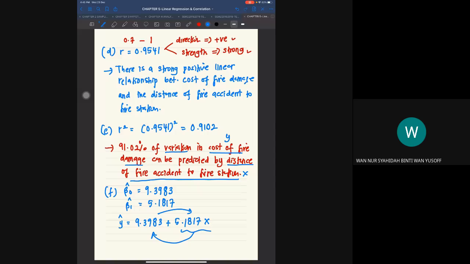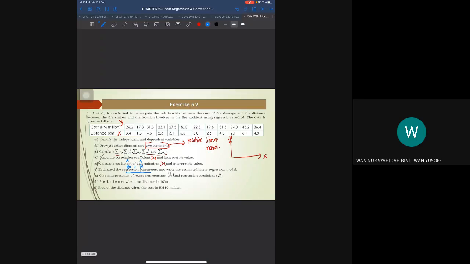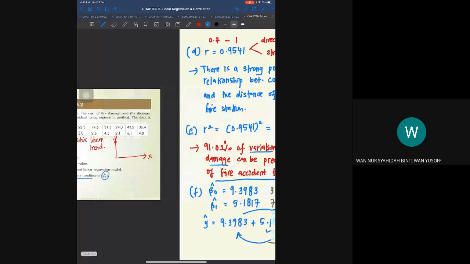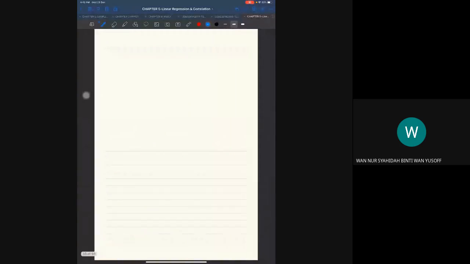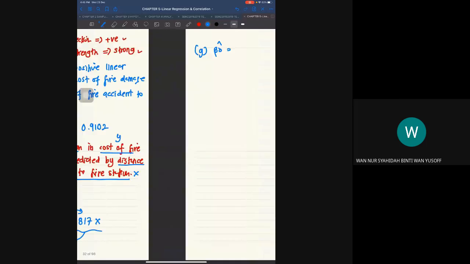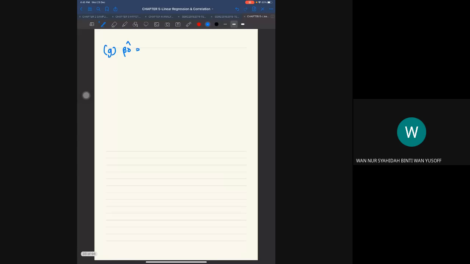Okay, the next question. Give interpretation of regression constant, your beta naught cap, and regression coefficient, your beta 1 cap. What was it, F and G? So beta naught first, 9.9.